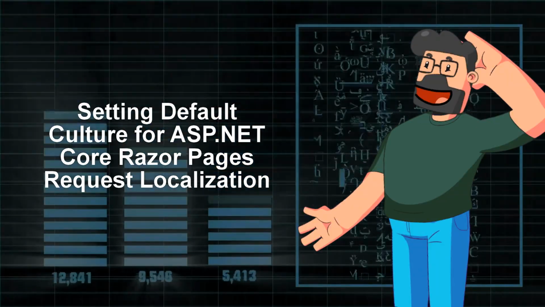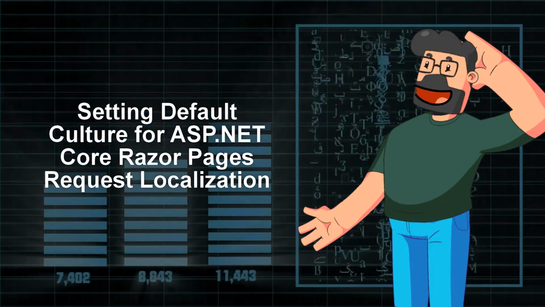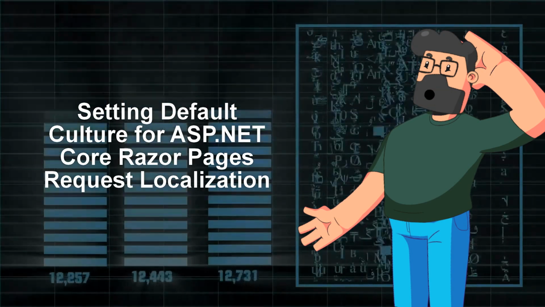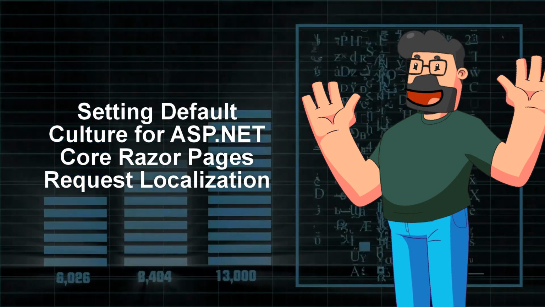It can be quite frustrating when you want to set a default language other than en-US, but still allow URLs with culture parameters to work seamlessly. Let's explore how we can tackle this tricky issue.